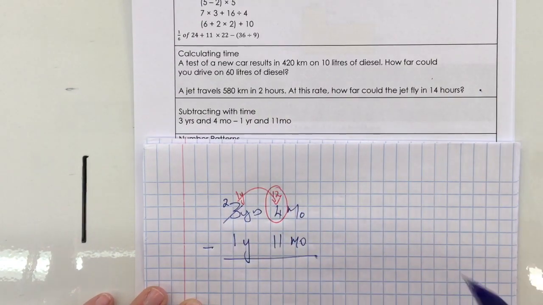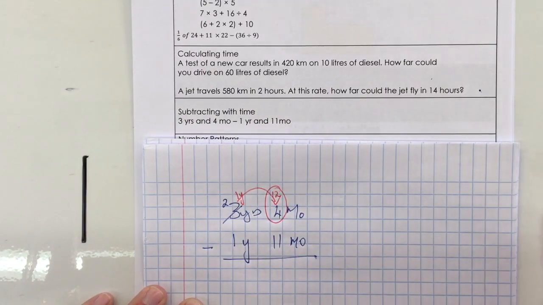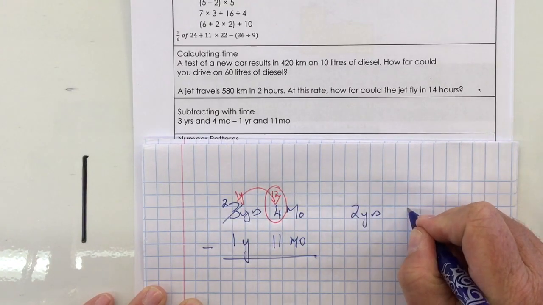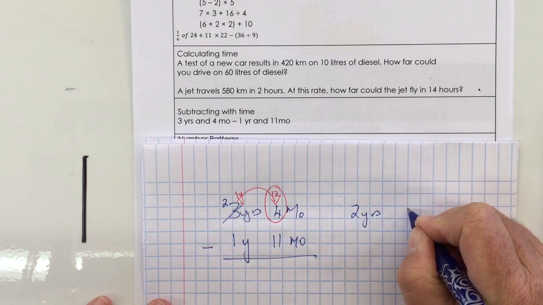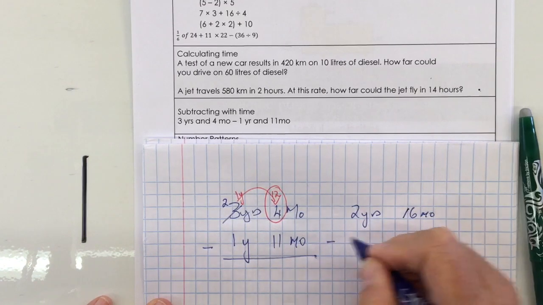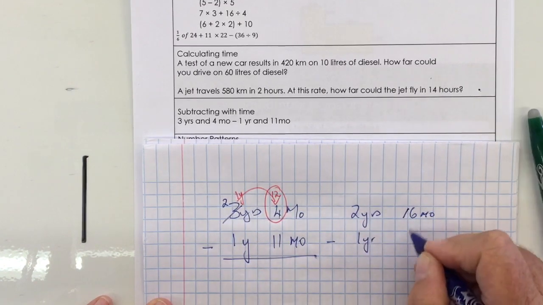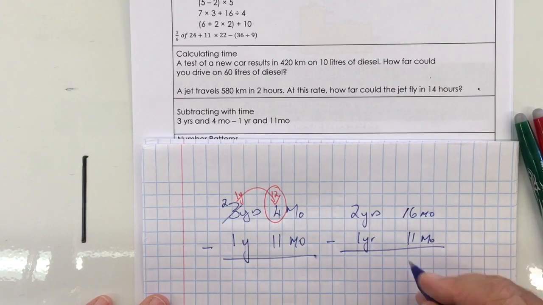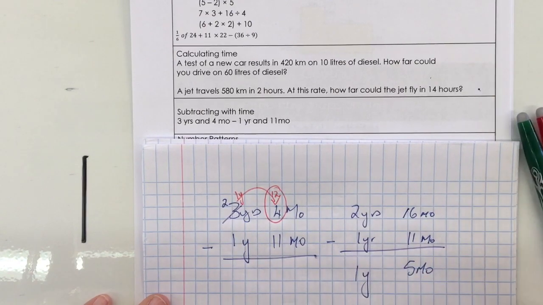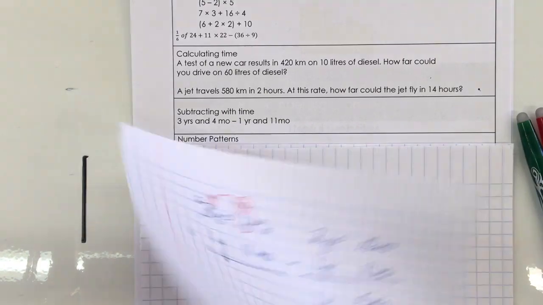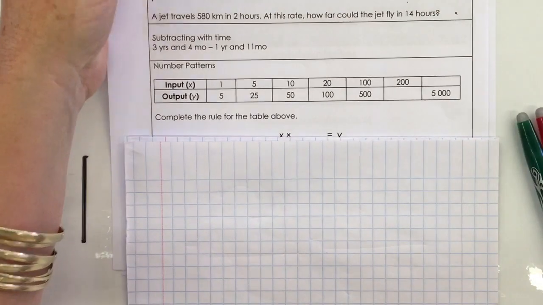Okay, notice the little things I do by circling the numbers. What have I got now? 2 years and how much? 16? Anyone? 16 months? Okay, minus 1 year and 11 months. And 16 minus 11 gives me 5 months, and over here I got 1 year. Okay, so this is the way I'd like you to set that out, and it actually makes it easier and less scribbling all over the place.